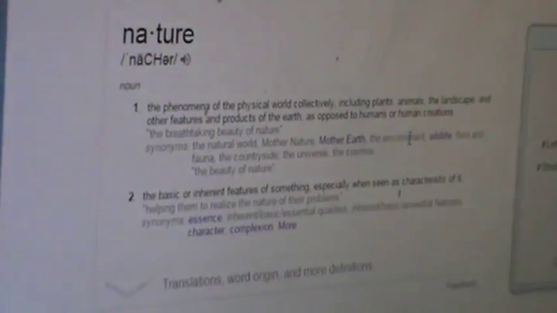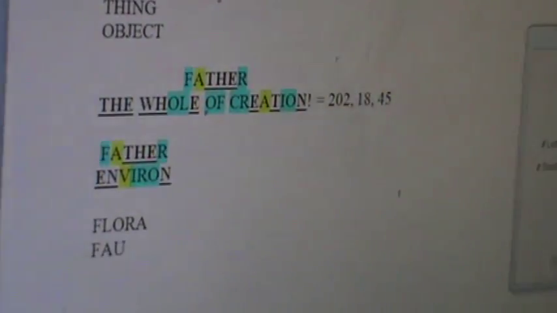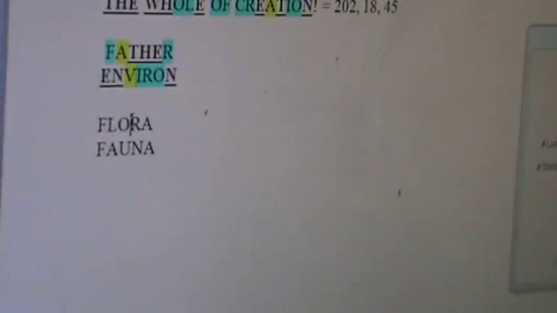Environ. Environmentalists. Environments. Environ this, environ that. Save the environment, you know. Oh, one of my favorite combos for Father is the famous flora and fauna. Both words are Father. Very beautiful F words. Flora, fauna. Very obvious the A in there.